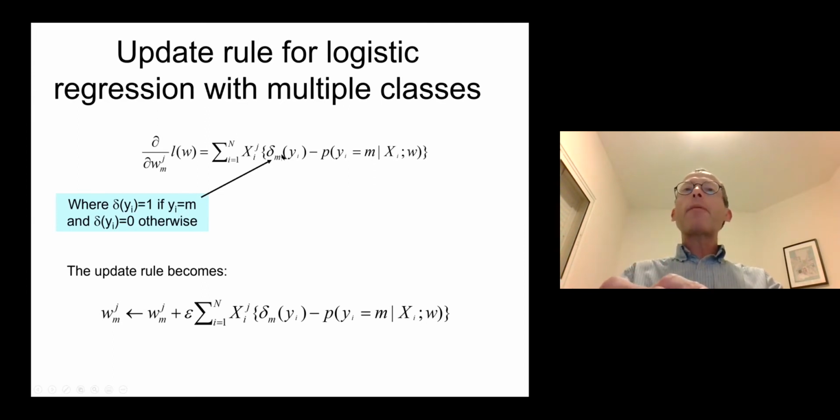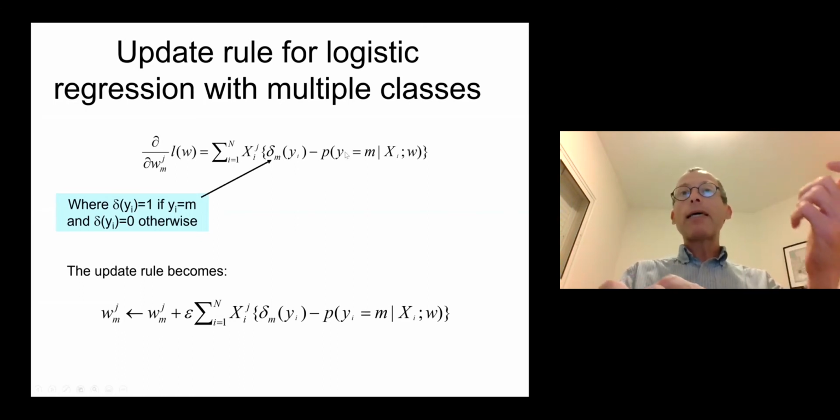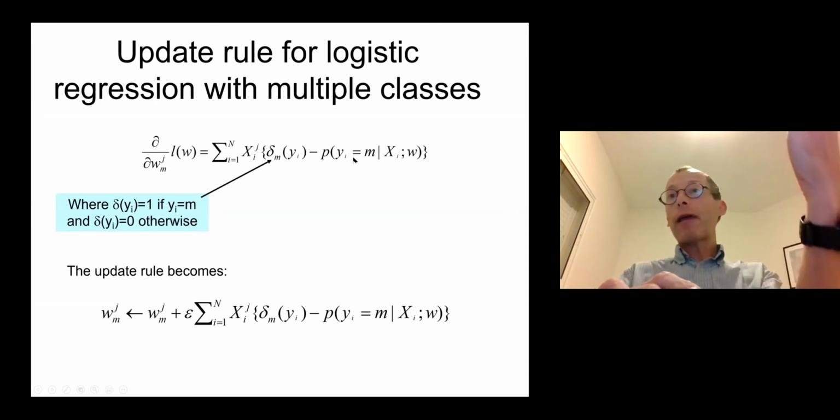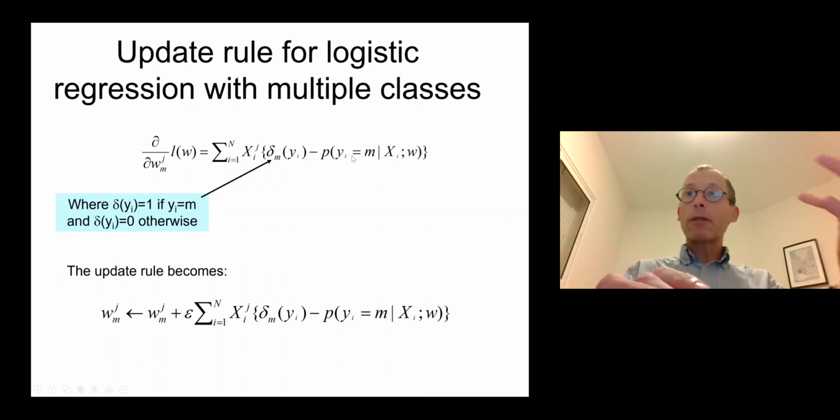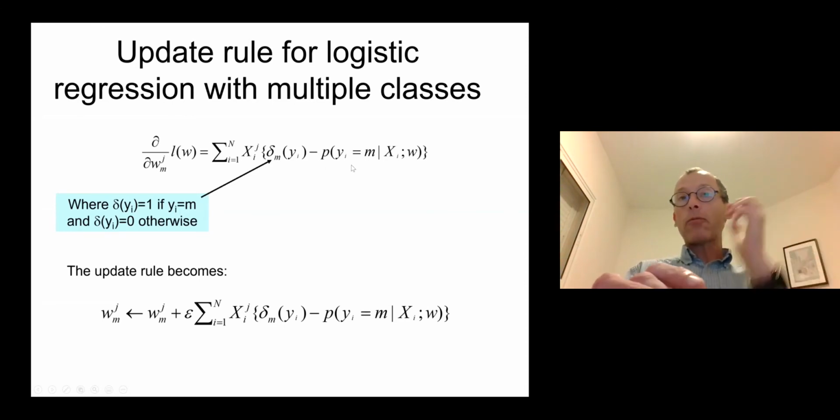After cleaning it up a bit, it's basically delta m of yi. Delta m indicates whether sample i belongs to class m. So this is 1 if it does belong to class m, and 0 otherwise, minus the probability, basically the error that we have. If sample i really belongs to class m and this probability is very high, then the error is low. If sample i doesn't belong and this is very low, then again the error is low. And if sample i doesn't belong but we predict that it does, the error is very high. So this is the same as what we defined for 2 classes, but now applied to multiple classes.